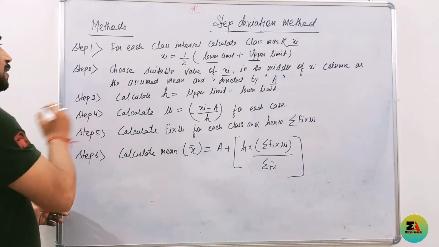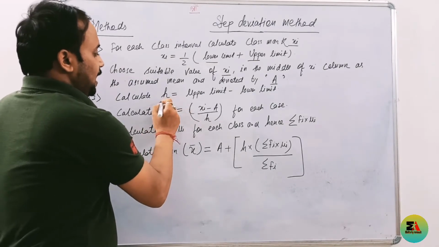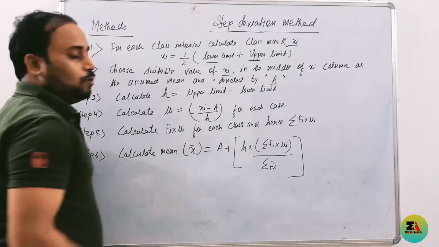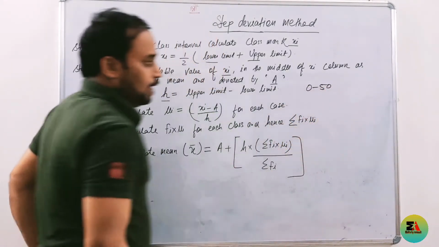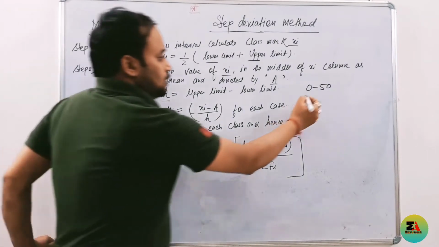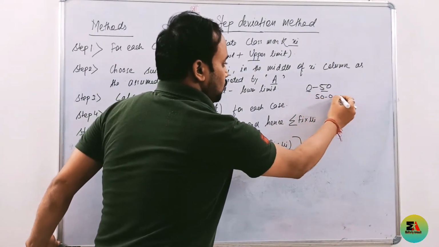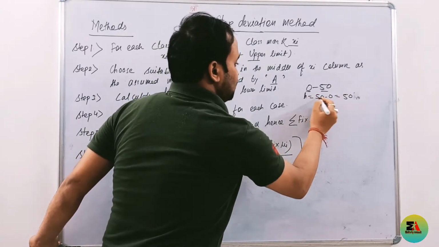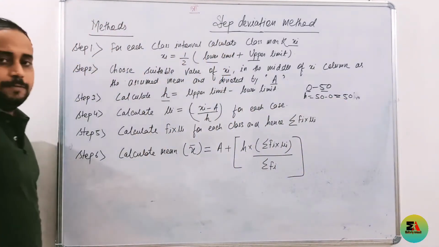Clear? Now in step three we have to calculate h. h is the class difference. How do we find it? Upper limit minus lower limit. Suppose a class is 0 to 50. How do we find h here? This is the lower limit, this is the upper limit. 50 minus 0, so the value of h will be 50. This is how we find h.